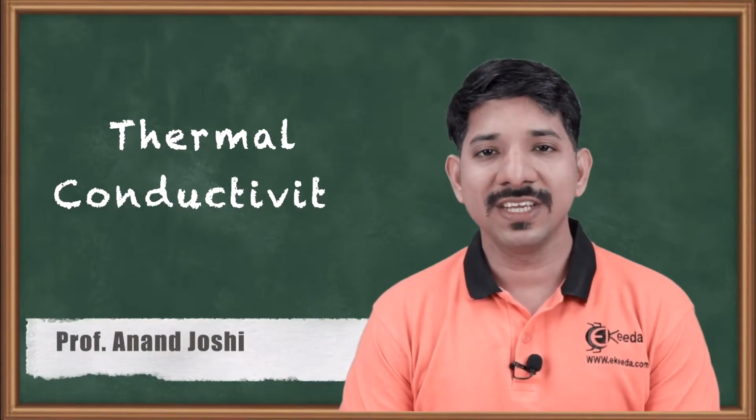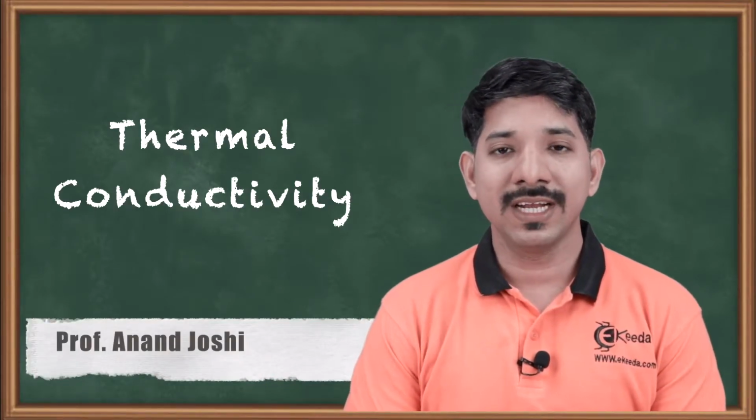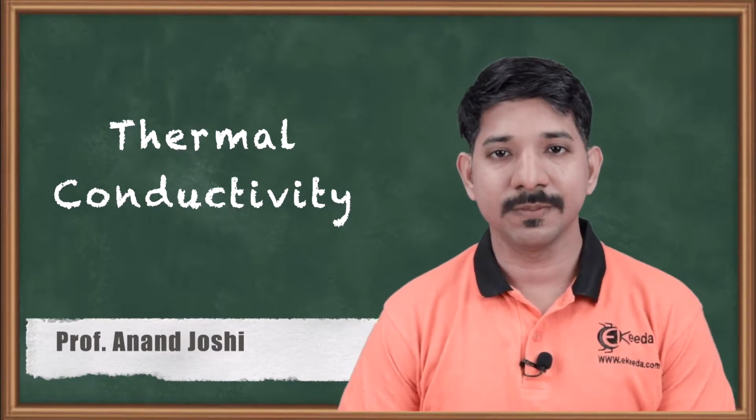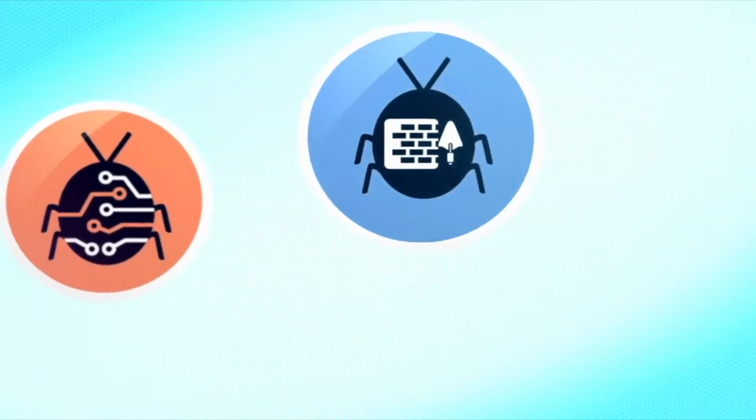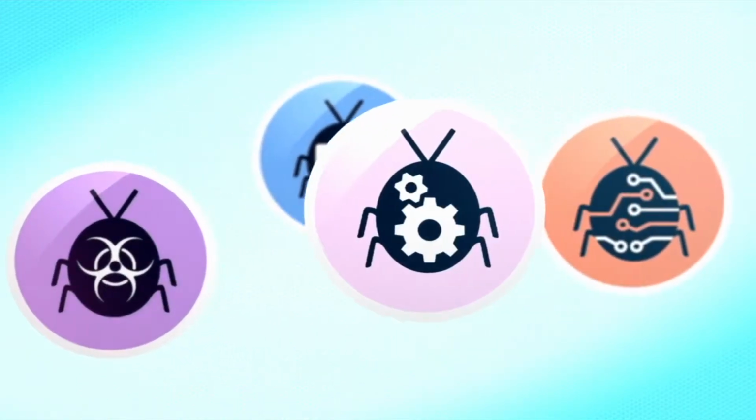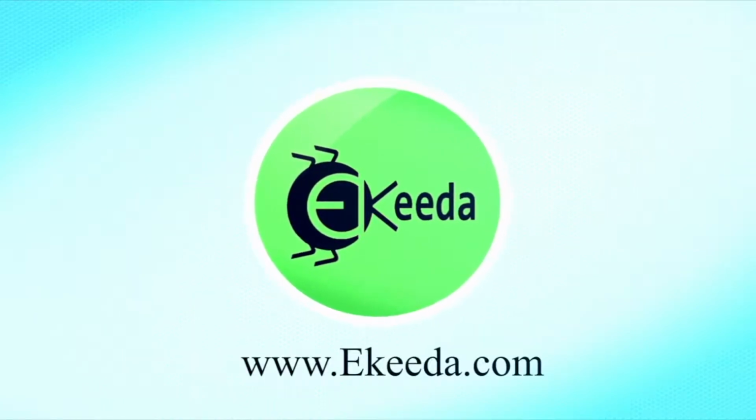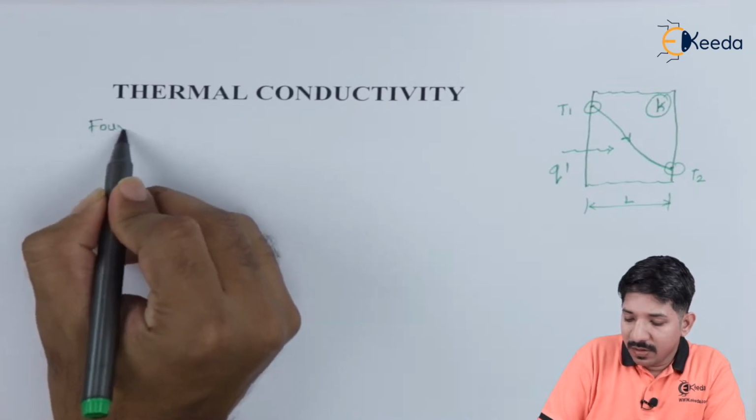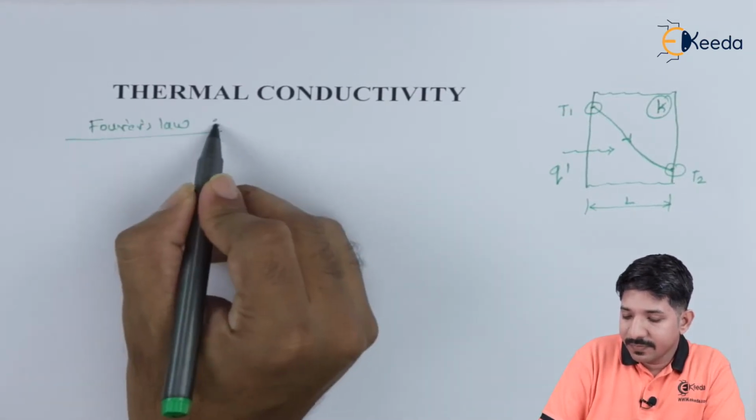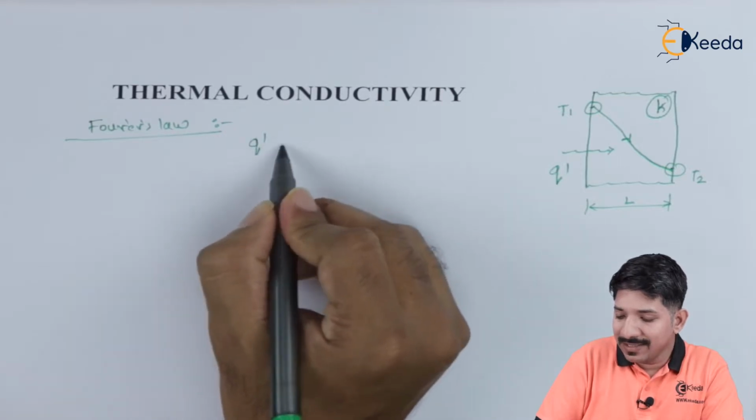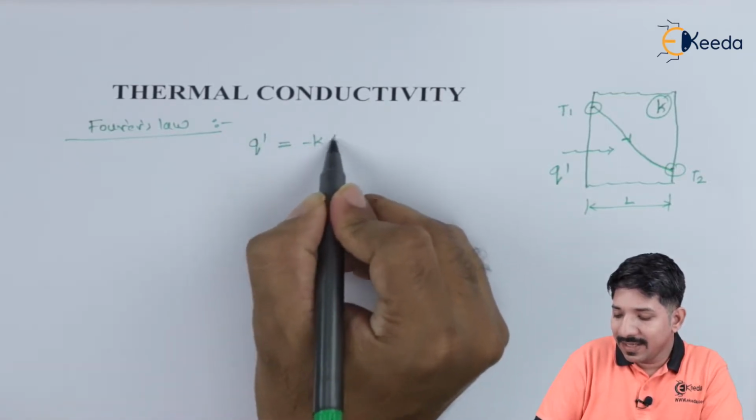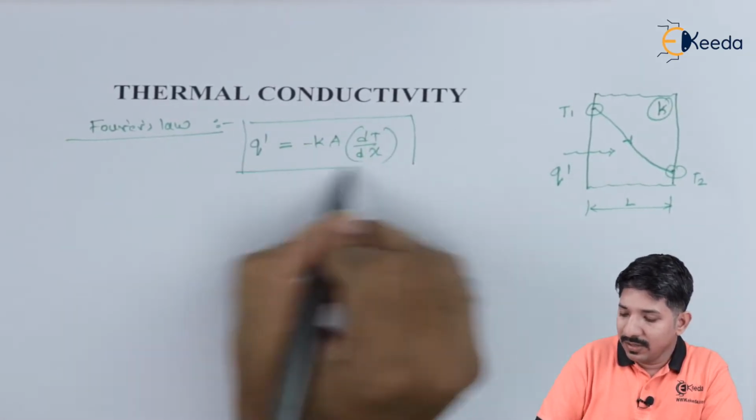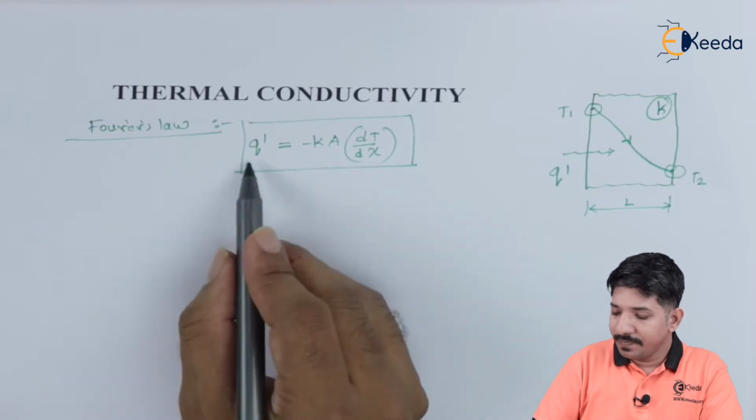Hello friends, we have seen what is the mechanism of heat transfer by conduction. In this topic, we are going to talk elaborately about the thermal conductivity. We know by Fourier's law, the expression is well known, that is Q dash can be given as minus K A dT by dx. Now this is nothing but the Fourier's law of heat transfer.